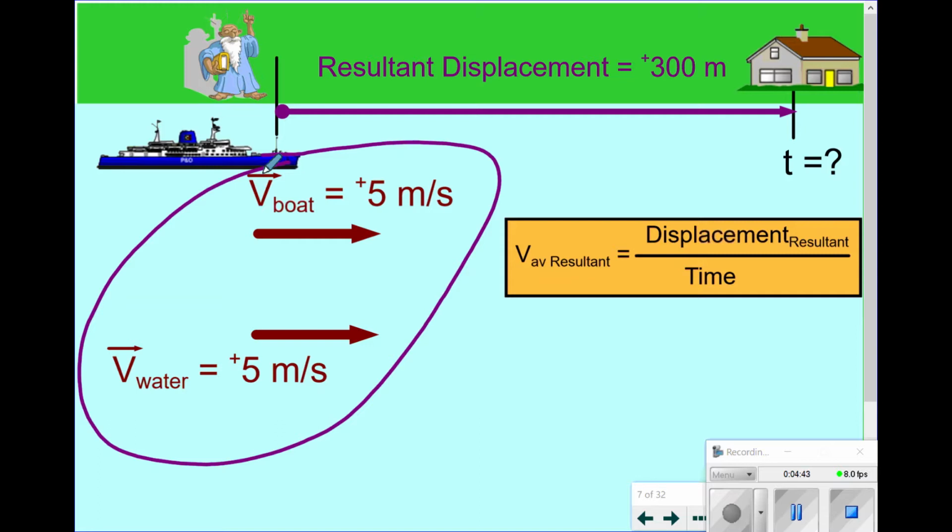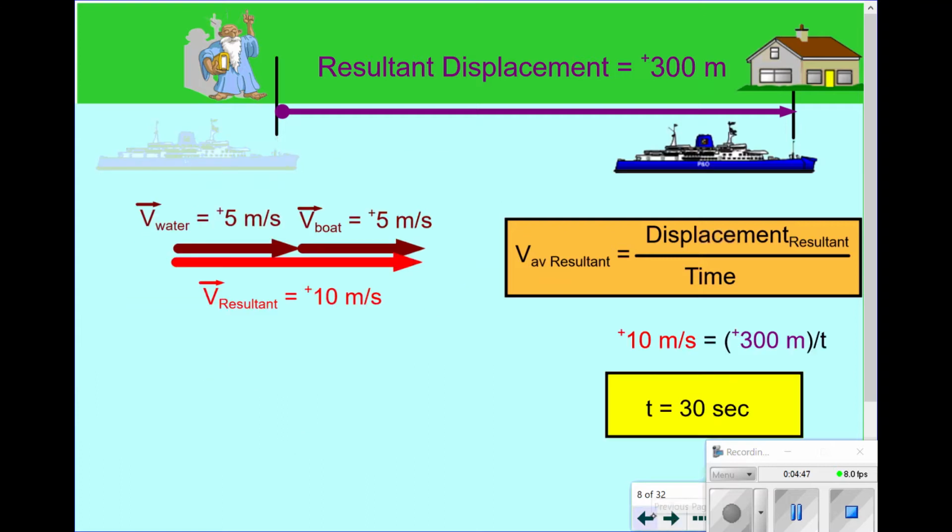That velocity will equal positive 300 meters over time. And so by just simply doing vector addition tip to tail, we can see that the resultant velocity is 10 meters per second to the right. So at a rate of 10 meters per second to the right, the boat will have a total displacement of 300 meters to the right. So this now happens in a time of 30 seconds instead of the 60 before.